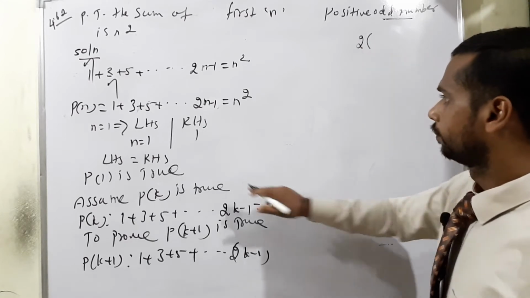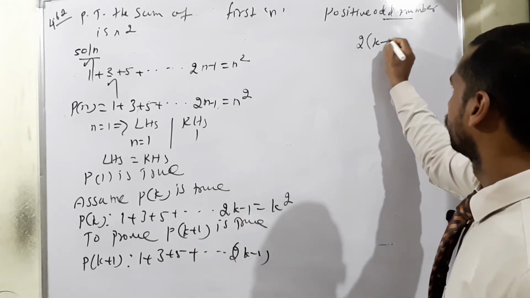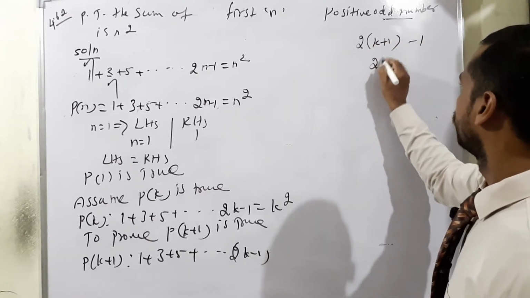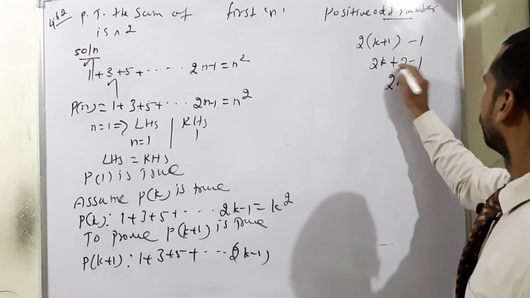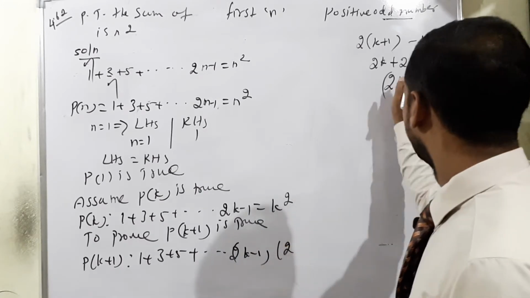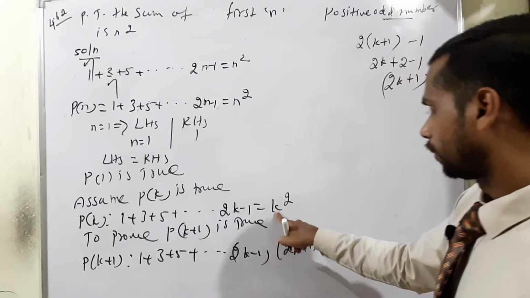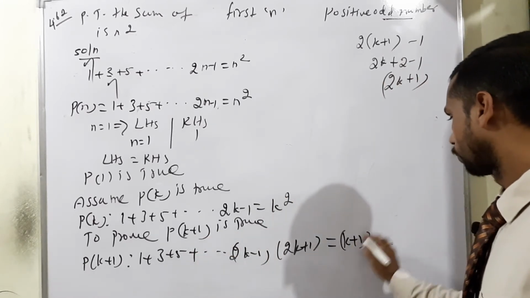2 into k plus 1, then minus 1. So, 2 into k is 2k, plus 2 into 1 is 2, minus 1, which means plus 1 will come. There, actually, 2k plus 1 is equal to, on the opposite side, instead of k we write k plus 1, so k plus 1 square.